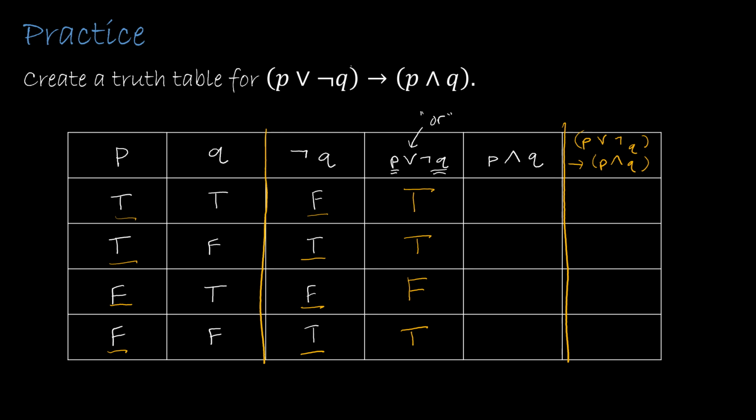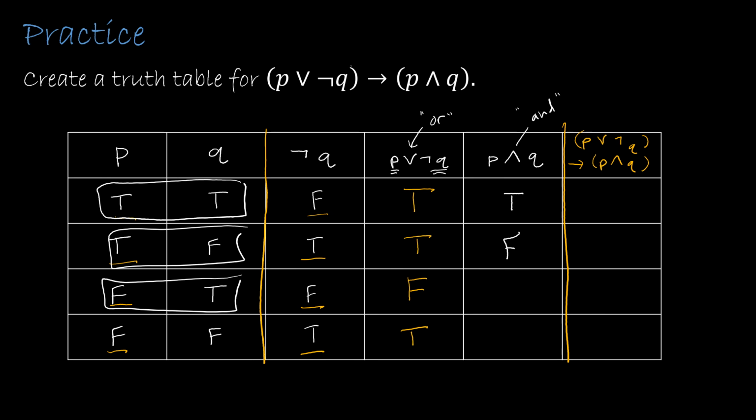Then I'm going to look at P and Q. Remember, this is and, which tells us that they both need to be true. So now I'm looking at not P and not Q, but just P and Q. So they both need to be true, and that's true. And then they both need to be true, and that's false. And they both need to be true, and that's false. And they both need to be true, and that's false.